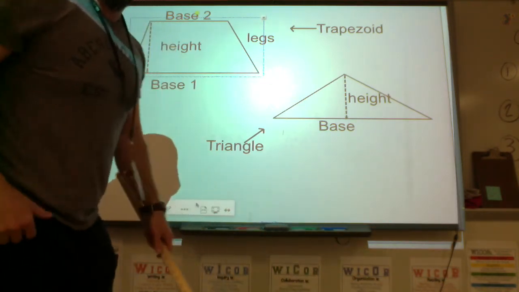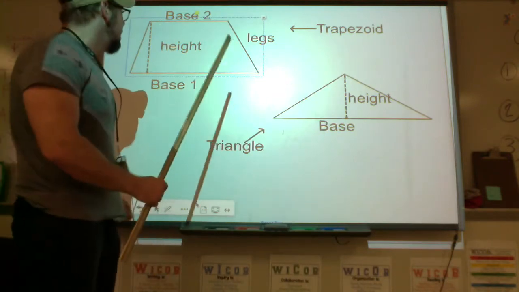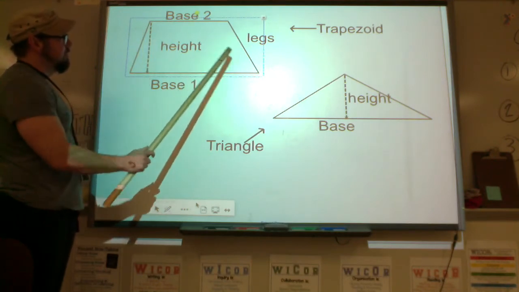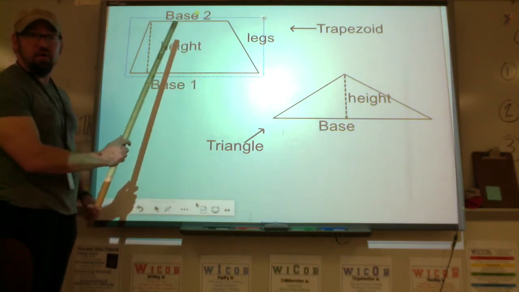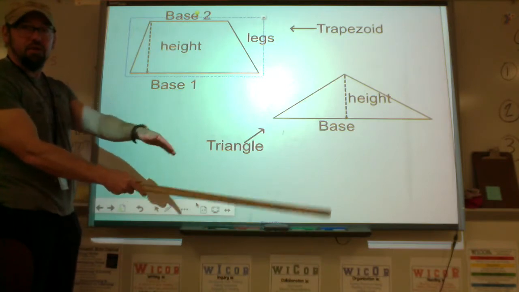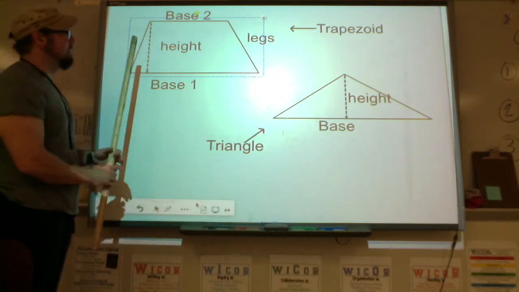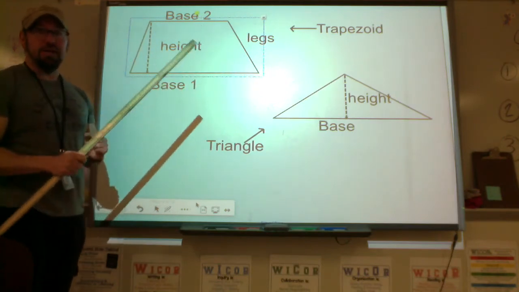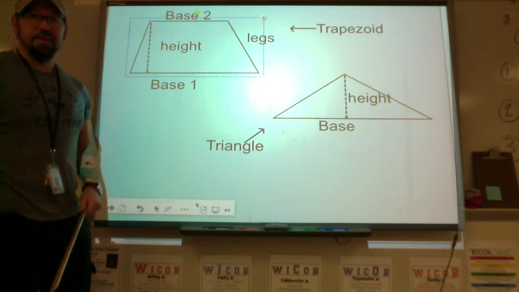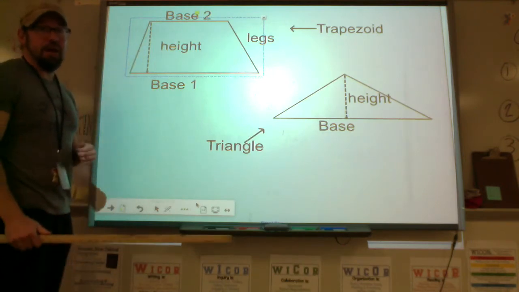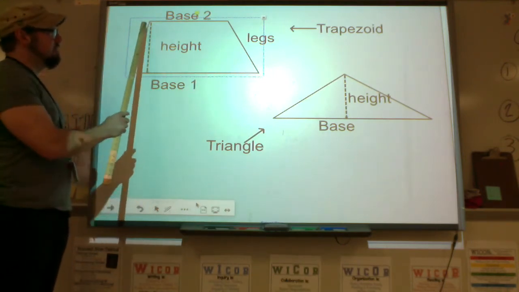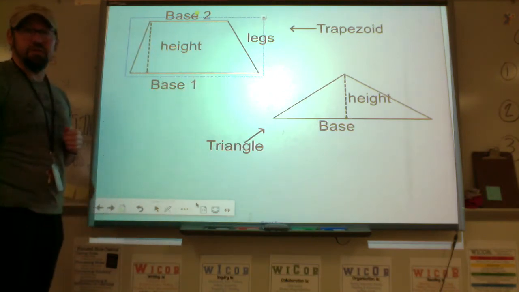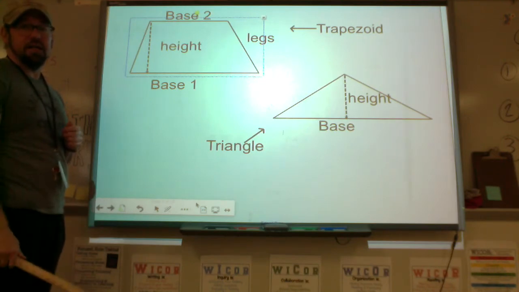Okay, so here you go. Here's a picture of a trapezoid. You have base 1 and base 2. As you can tell, these two sides are parallel. The sides will never cross, as you've learned about parallel lines. These two other sides are called the legs. Now, when we find the area of a trapezoid, the legs don't matter. What's going to matter the most is base 1, base 2, and the height. And when you're given the height, it's usually going to be in a dotted line like this.